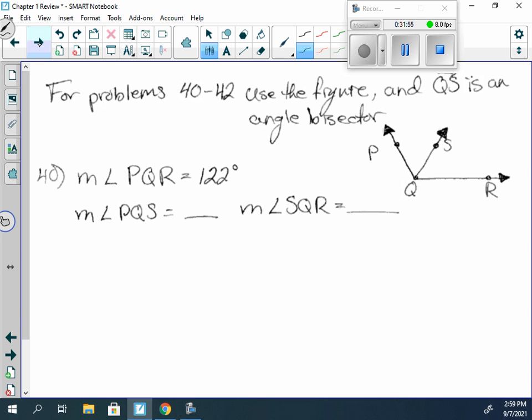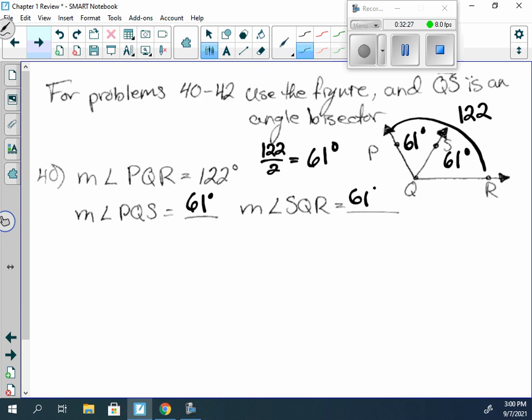So QS is an angle bisector. It means it cuts the angle in half. So if we look at this here, we're told that the whole angle is 122 degrees. If I want to find one of the two, we do what? We divide it by 2. So we take 122 and divide it by 2, which is 61 degrees. So each one of these angles would be 61 degrees because it cuts it in half. So angle PQS would be 61, SQR is 61, and that's all we would need to do for this here. We're ready for the next one.